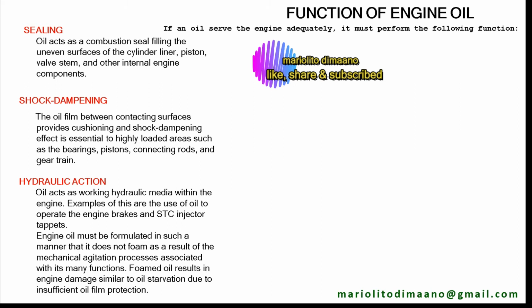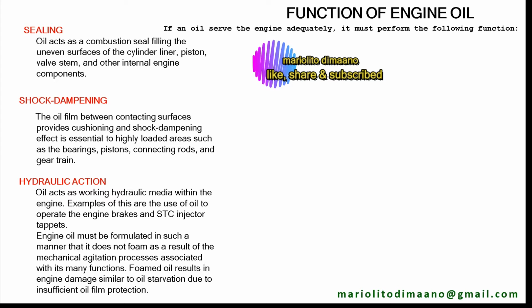Sealing. Oil acts as a combustion seal, filling the uneven surfaces of the cylinder liner, piston, valve stem, and other internal engine components. Shock dampening. The oil film between contacting surfaces provides cushioning, and this shock dampening effect is essential in highly loaded areas such as the bearings, pistons, connecting rods, and gear train.